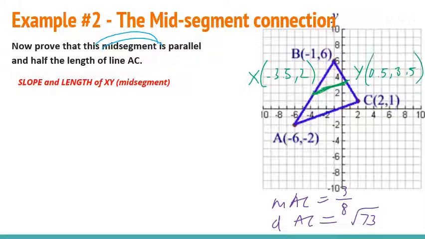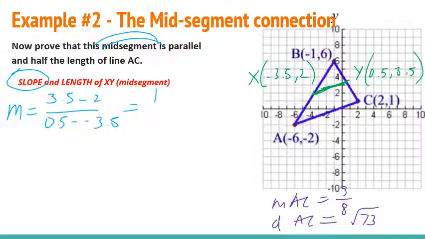So let's start with the parallel part. Parallel part means they should have the same slope. So let's find the slope of XY. So we're going to have 3.5 minus 2 over 0.5 minus negative 3.5. All right, so we're going to have 1.5 over 4.